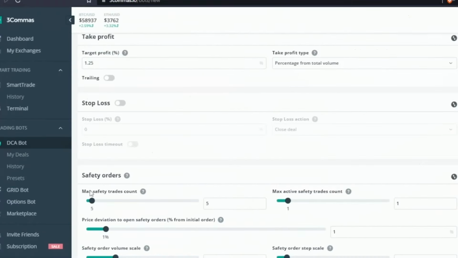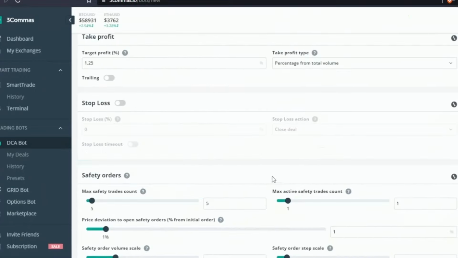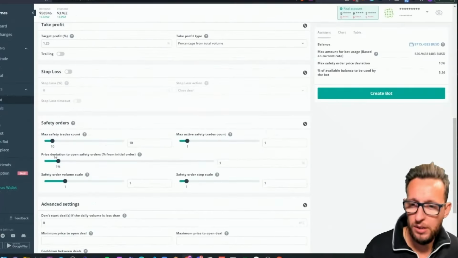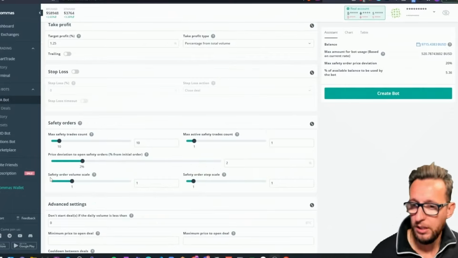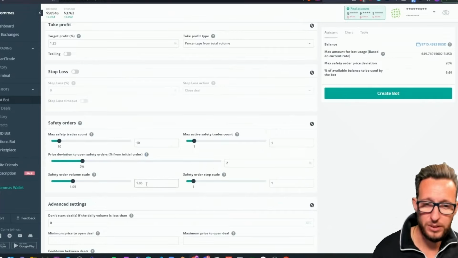Okay, then we go down to the safety orders. Now that is the orders that are placed after the main base order. So we're going to be looking at this here to decrease the average price. Now maximum safety orders I put to 10, I believe it was, 9 or 10. And the maximum active safety trade count is just 1. Price deviation here, TradeAlt puts as 2. The safety order volume scale, I believe, was 1.05, and the step up scale was 1.